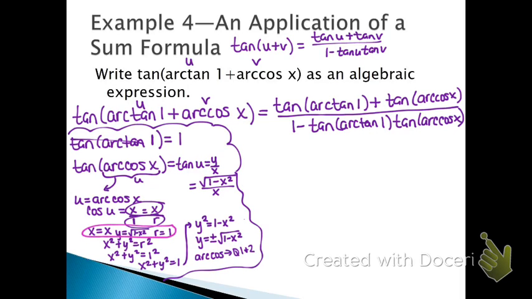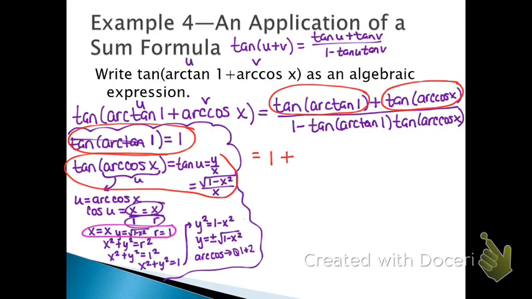Now that we know those pieces, we're going to come back and we're going to replace it. So let me change to a different color there. So what is tangent of the arctangent of 1? It was 1, right? Plus, what did you say the tangent of the arc cosine of x was equal to? That's equal to the square root of 1 minus x squared over x. Good.